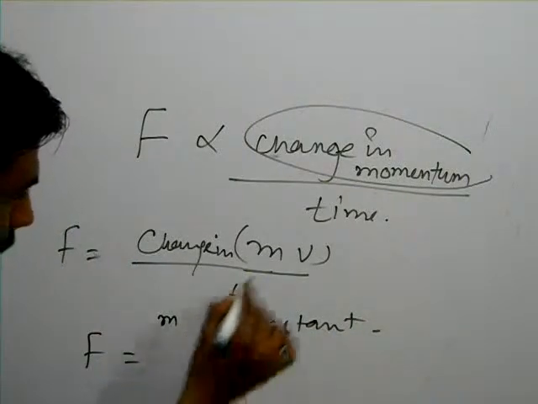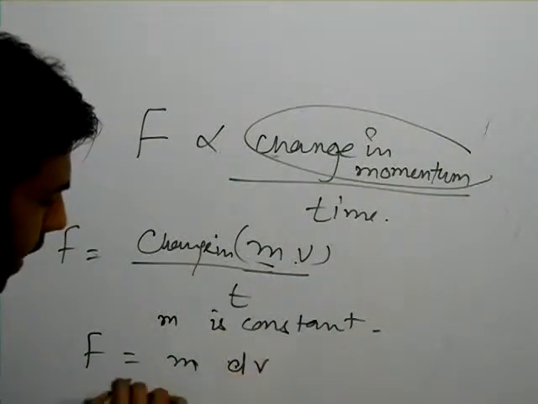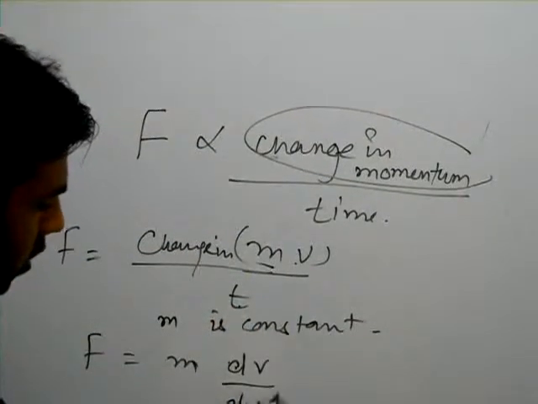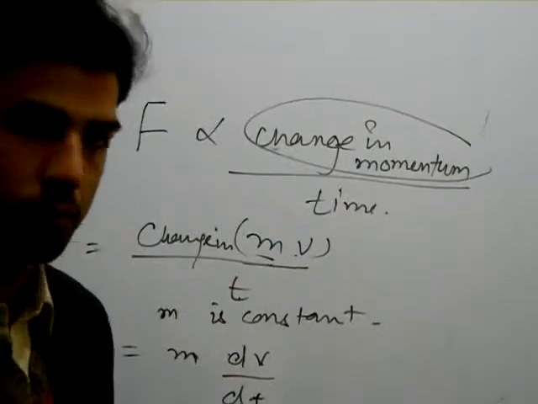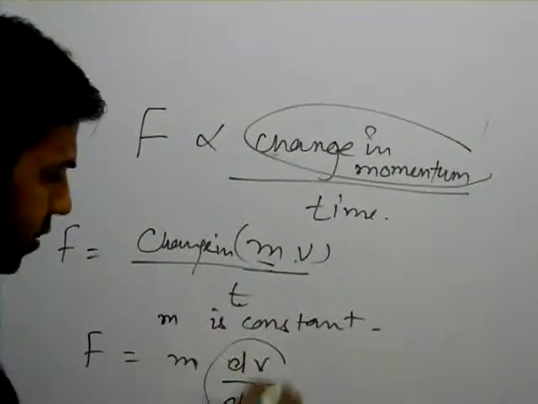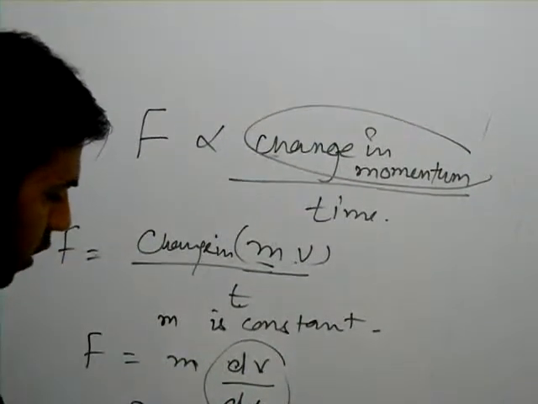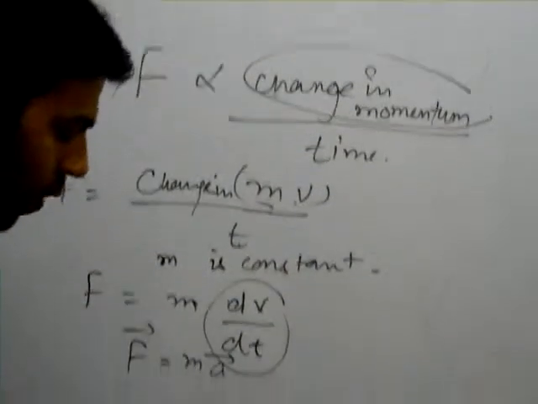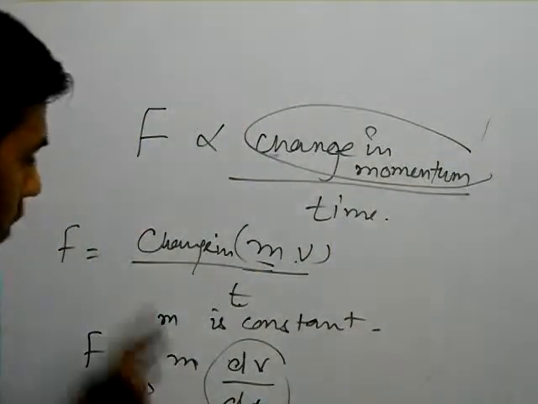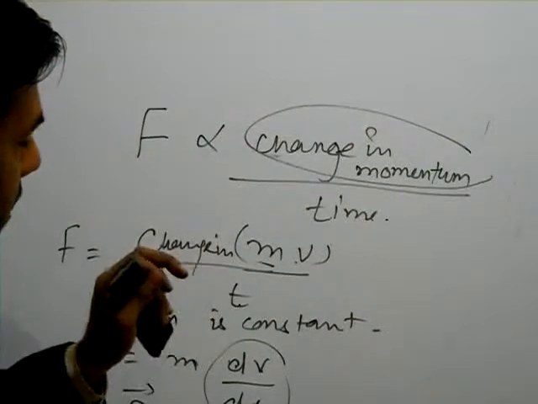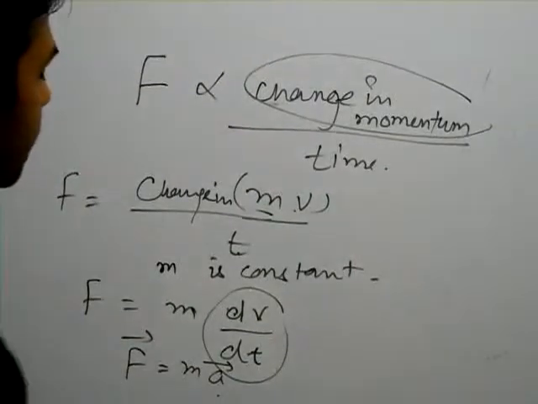So what we will get, since mass is constant, is m into change in v upon time. dv represents a small change in v, dt represents a small change in time. So m dv by dt, and this is change in velocity per unit time. This can be represented by a, acceleration. So that was the second law. Force depends on change in momentum per unit time, and finally from this we also get the second law, F is equal to ma.